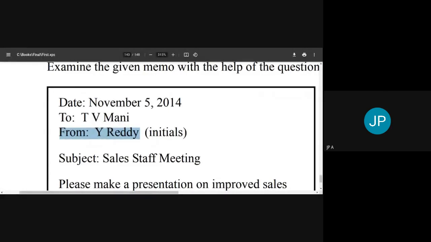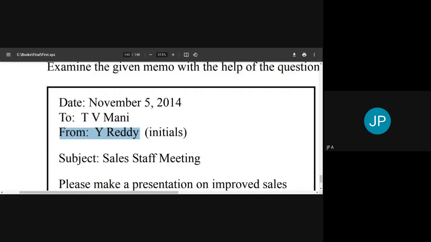One thing to note in the example given here is how the subject line is written. It should be written in capital letters. Here it is written with only the beginning words capitalized. Actually everything should be capitalized. Sales staff meeting is written fully capitalized. So that is the only mistake in it. That is, it should be fully capitalized. The subject line in a memo should be fully capitalized.